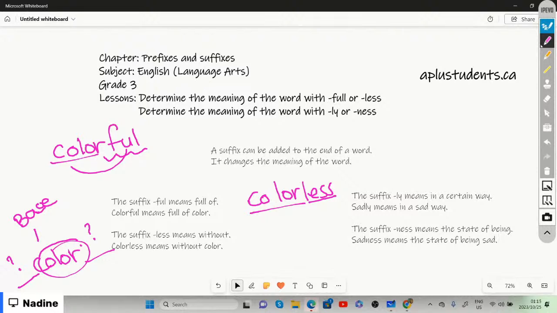So less means without. Whenever we have the word less as a suffix, it means that we are saying it is without something, whatever the base word is. And in this case, we say colorless. It is without color.